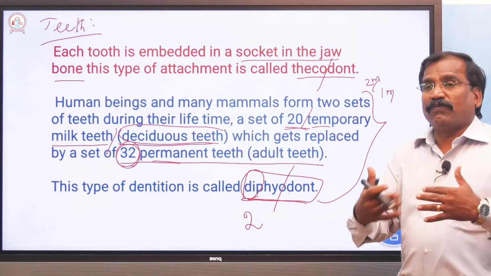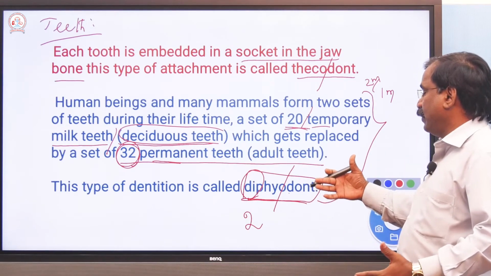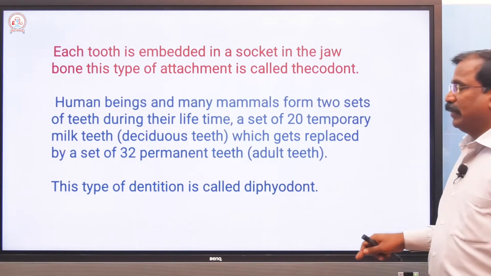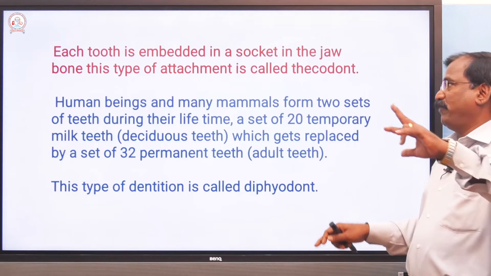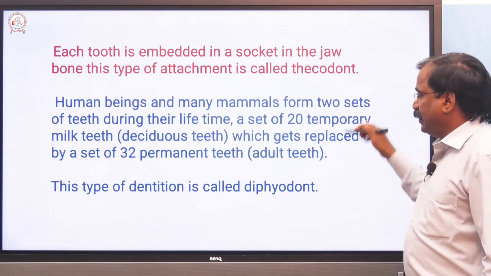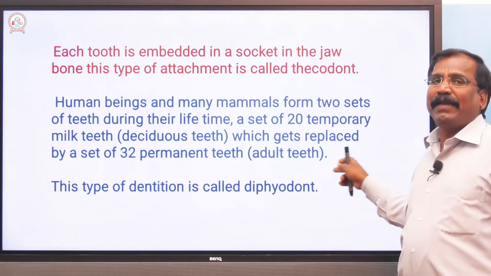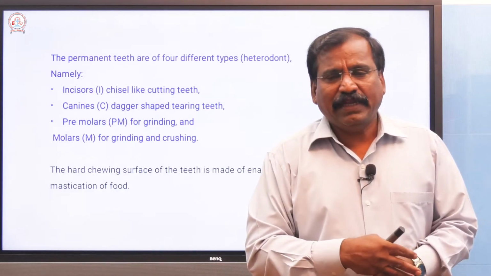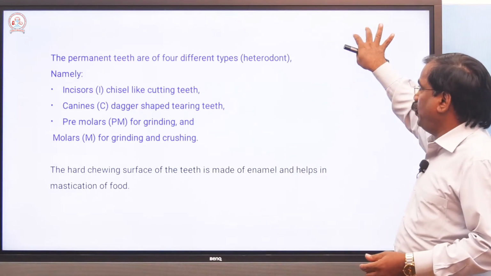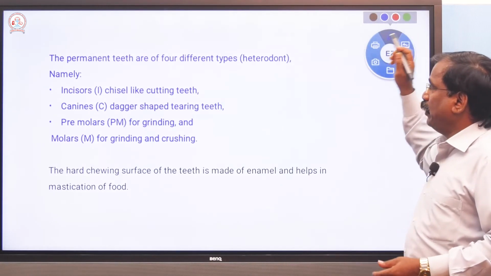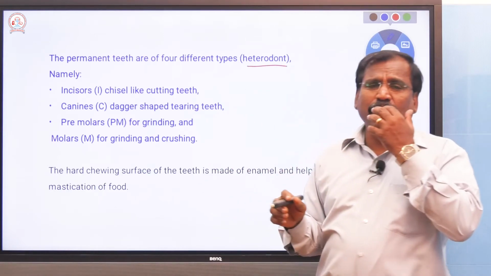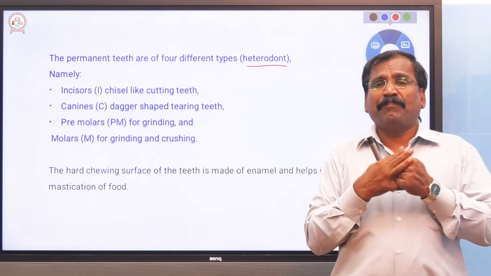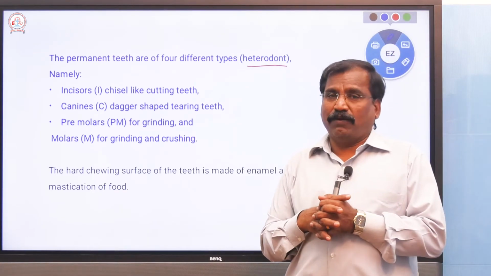The existence of 2 sets of teeth in one's lifetime, that condition is called diphyodont. Okay, now you know what is diphyodont. Then next is heterodont. Hetero means different.